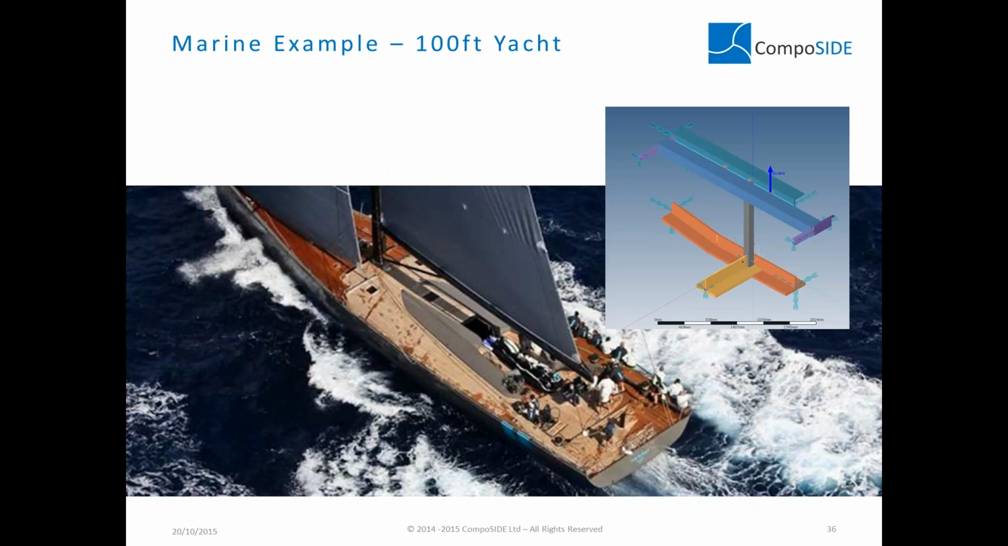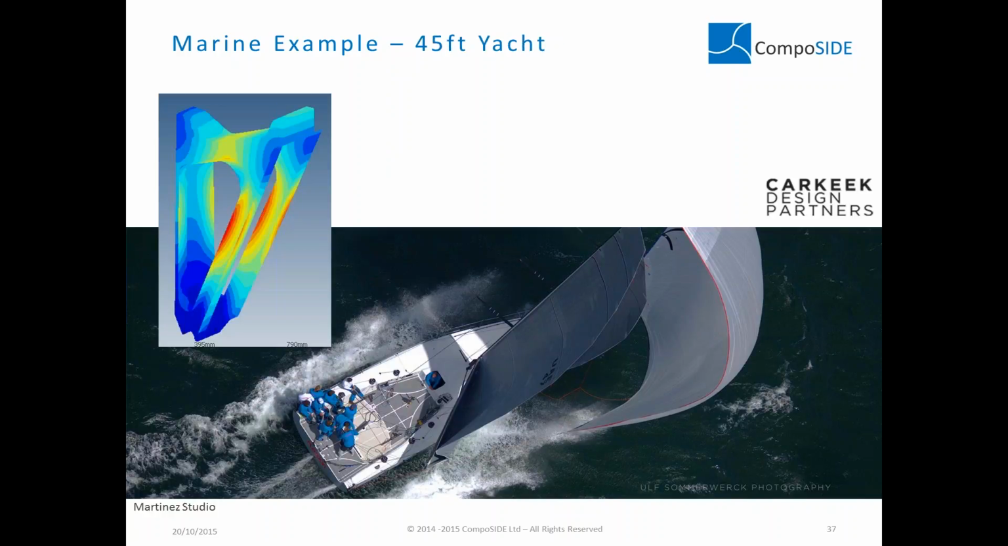Okay, and so we've used it in a 100-foot yacht. This is a main sheets bulkhead. This allowed us to reduce quite a lot of weight on this yacht. For this 45-foot yacht, it's a high-performance racer, so minimizing weight is the key. We used FE to design the lifting keel structure, so the gantry that lifts the keel.